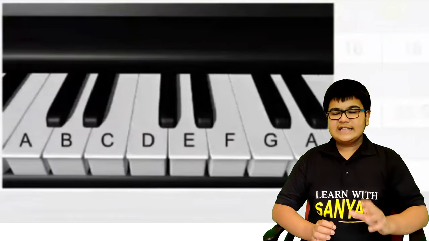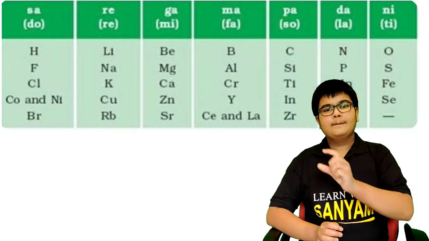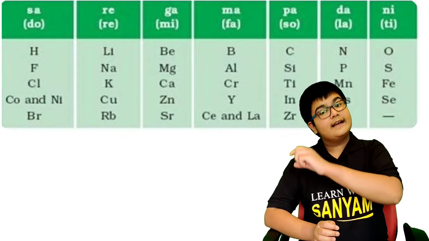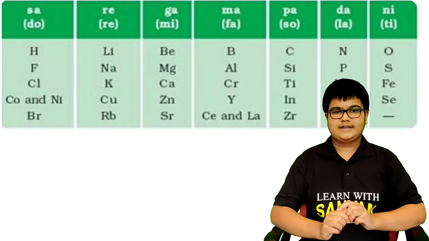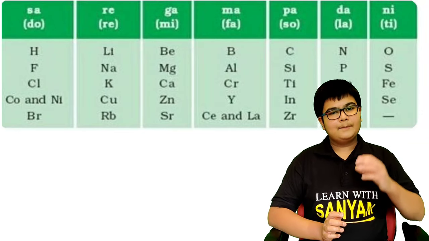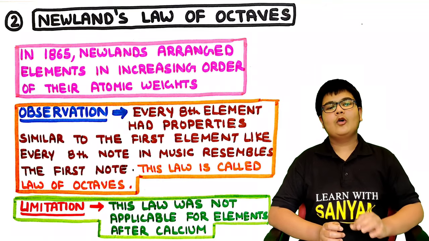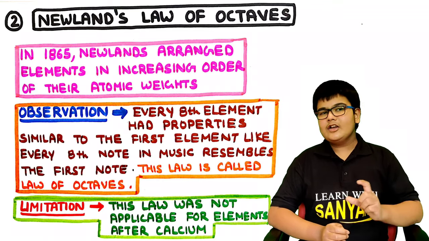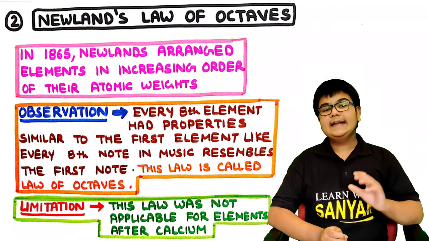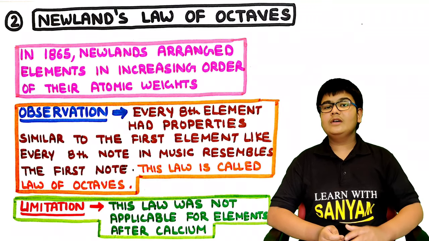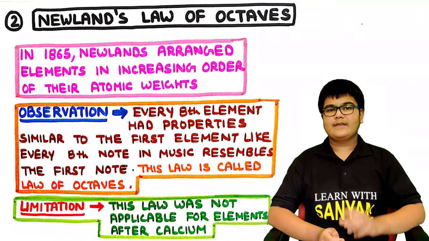In music, the first note is sa, and then there is sa, re, ga, ma, pa, dha, ni, and again sa. So you can see that sa is the first note as well as the 8th note of music. Newlands was a very playful person, and when he observed the notes of music, he amazingly found the law of octaves. The meaning of the word octaves is 8. So the law of octaves says that every 8th element will have properties similar to the first element when the elements are arranged in increasing order of their atomic weights.